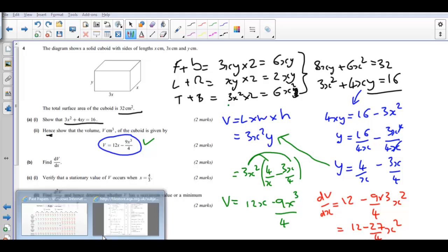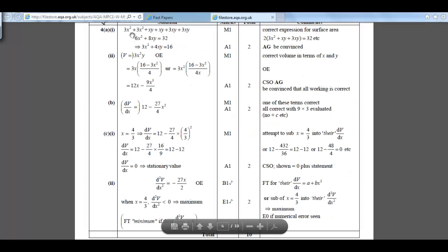Okay, at this point I'm going to check the mark scheme so we can see how we're doing. Back to part one. There's our left and right, there's our top and the bottom, and there's our front and back. Two terms, putting it all together, and then dividing by 2. So 1 mark for the correct expression for the surface area, not simplified. Second mark for getting to what they asked us to get to. Answer given, be convinced. So we've got to really put that line in, this intermediate line, to convince them that we are working it out.